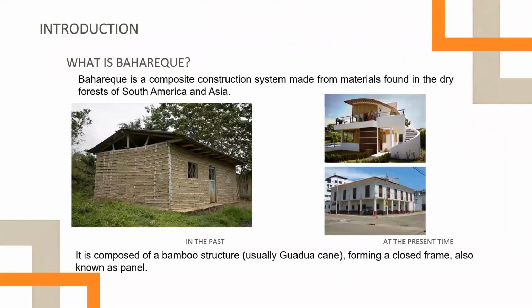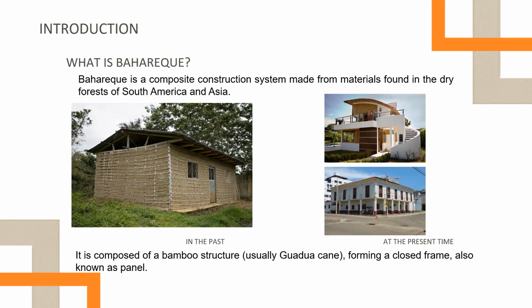So about the introduction, first of all, we need to know what Bahareque itself is. Maybe you have heard about it, or maybe not, because it's more common to hear bamboo. In other countries in South America, like Peru or Colombia, it's called quincha. But in Ecuador, it's called Bahareque. Bahareque, as you can see here, is a composite construction system made from material found in the forest, especially in South America, and also Asia.